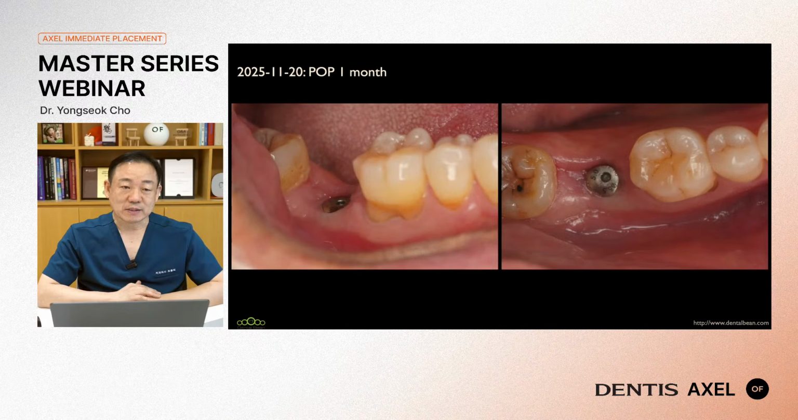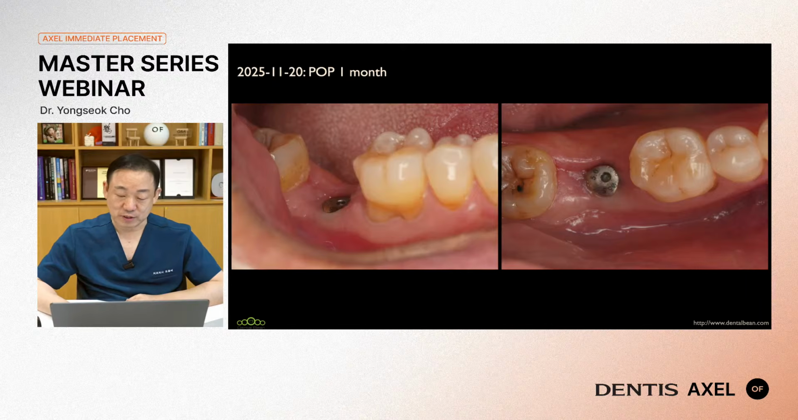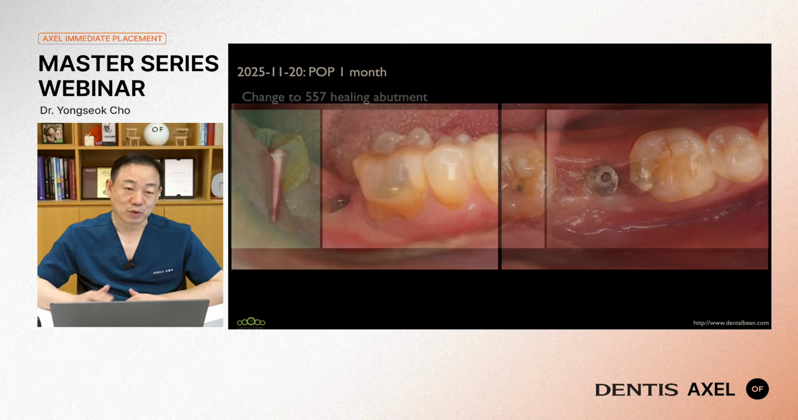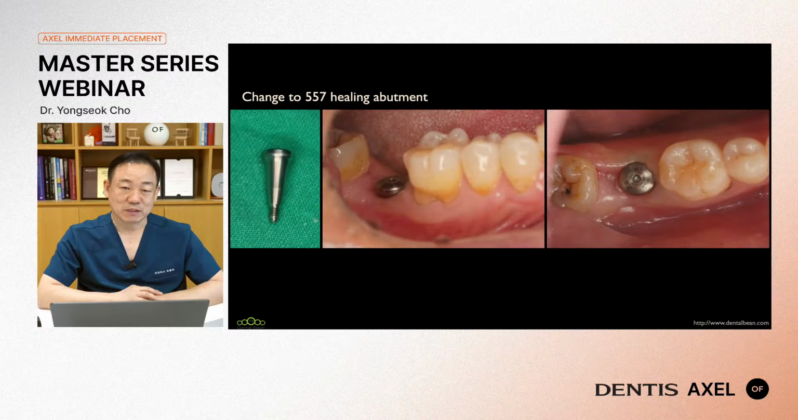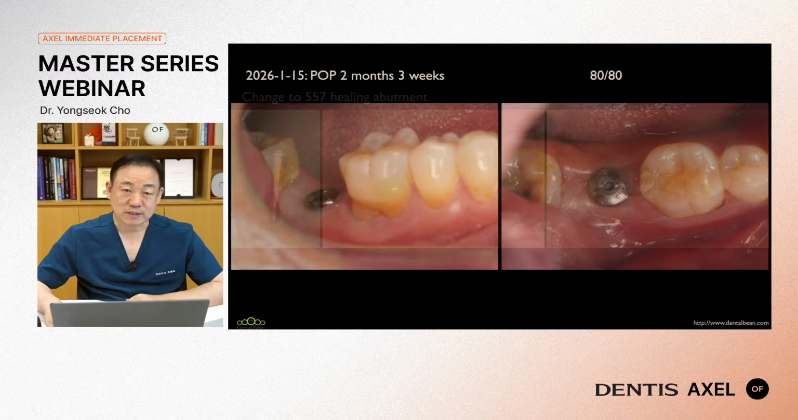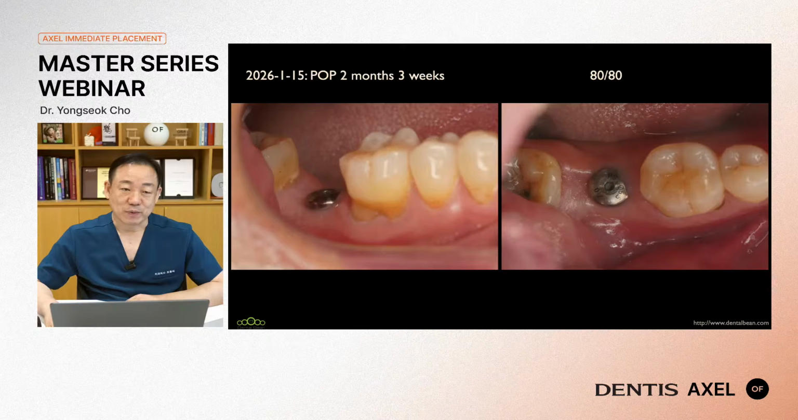Here is the 1 month follow-up. Soft tissue healed well, but the healing abutment is still under the gingival margin. I decided to change the healing abutment to a longer one, 5, 5, 7 millimeter. And 2 months and 3 weeks after the operation, the ISQ value increased to 80, 80. So it is enough to start loading.